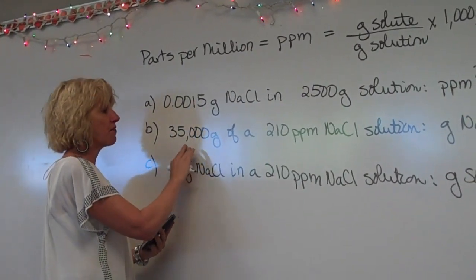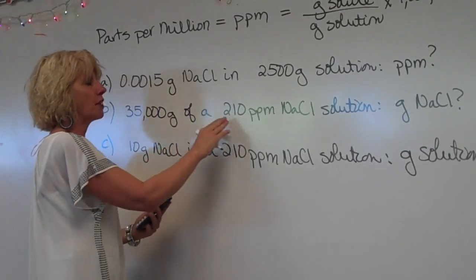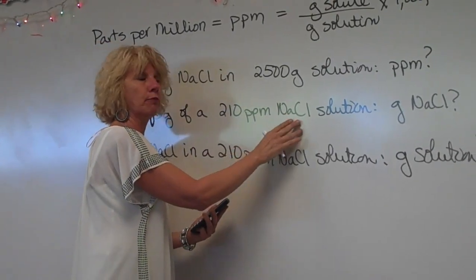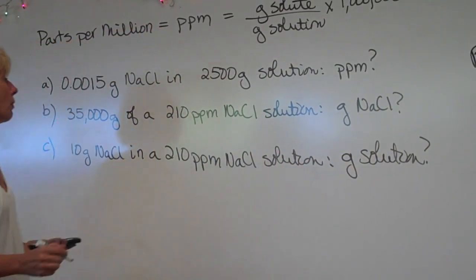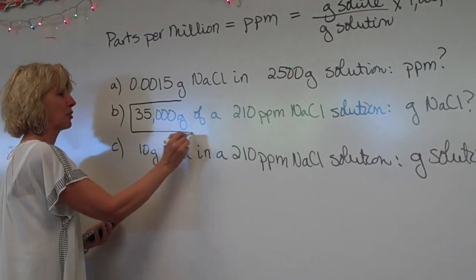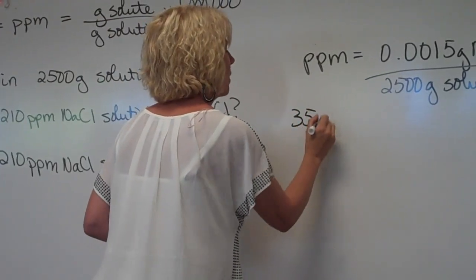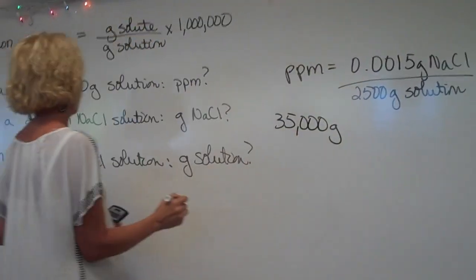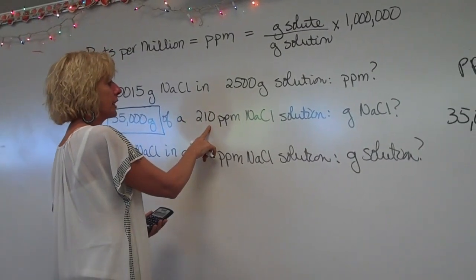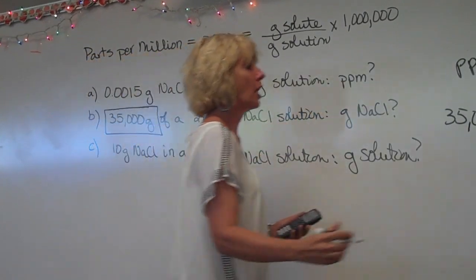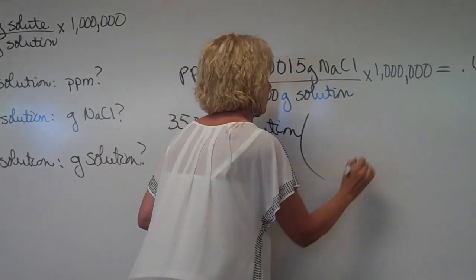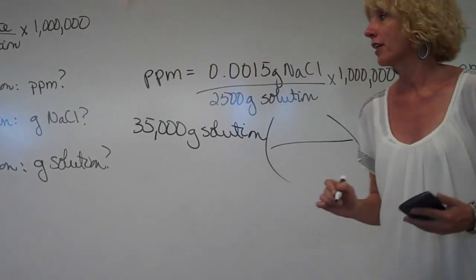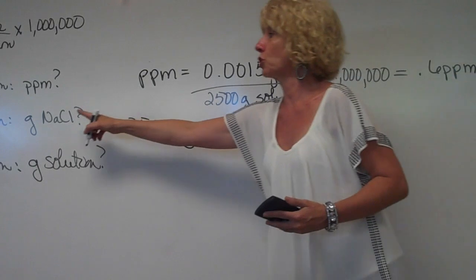If I have 35,000 grams of a 210 ppm salt solution, how many grams of salt are in there? Now, to solve any problem in chemistry, we're going to write down the given. We have 35,000 grams of a 210 ppm salt solution. So we have 35,000 grams of solution, and now we're going to put in our conversion factor, which allows us to change it to grams of salt.